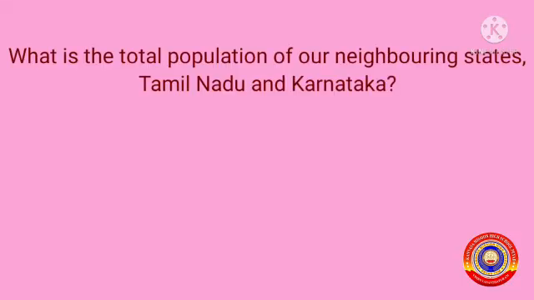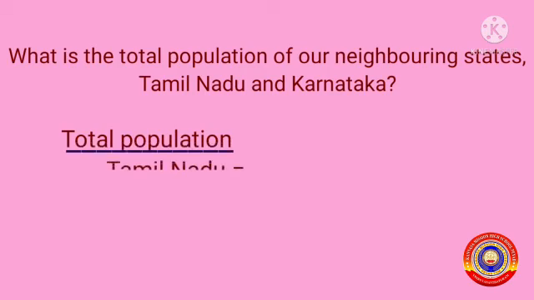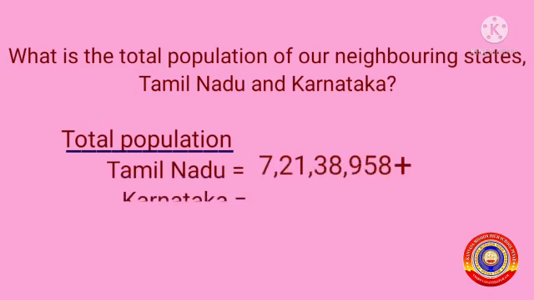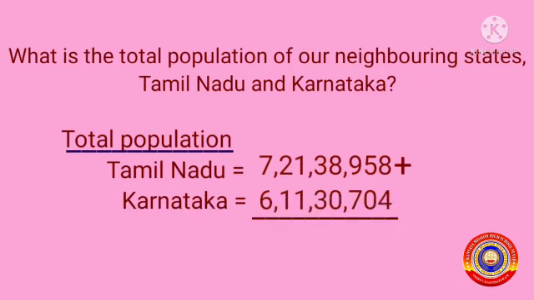Next question. What is the total population of our neighboring states Tamil Nadu and Karnataka? Now find out the total population. The population of Tamil Nadu is equal to 7 crore 21 lakh 38,958 plus the population of Karnataka, that is 6 crore 11 lakh 30,704. Now start adding from the right side. That is 8 plus 4 is equal to 12. Write 2 here and carry over 1.